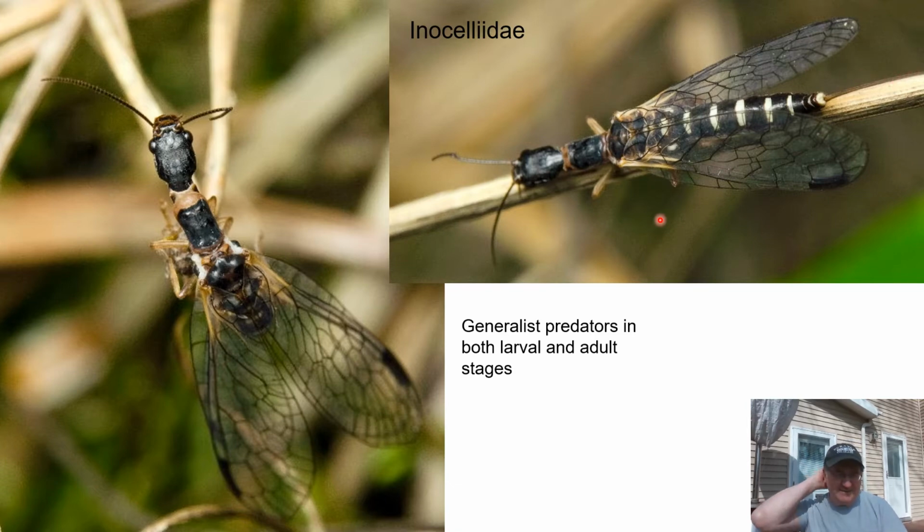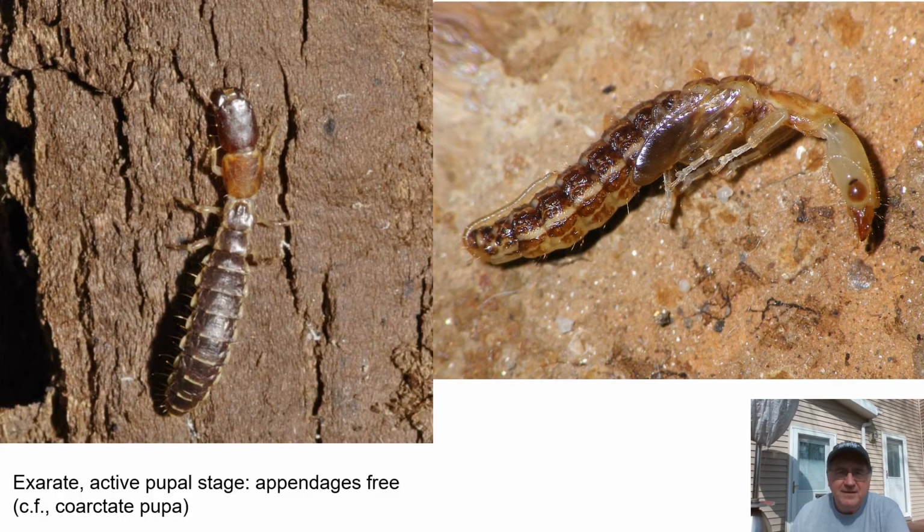So as I said, these are generalist predators. Many species, especially in the immature stages, develop under bark. And so they're feeding upon organisms that are living beneath the bark or in the fissures in the bark. One of the interesting things about this group is the fact that the pupal stage is active.